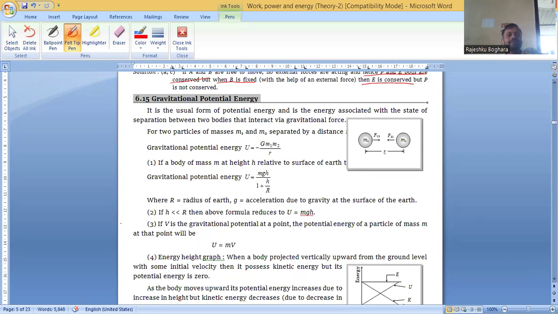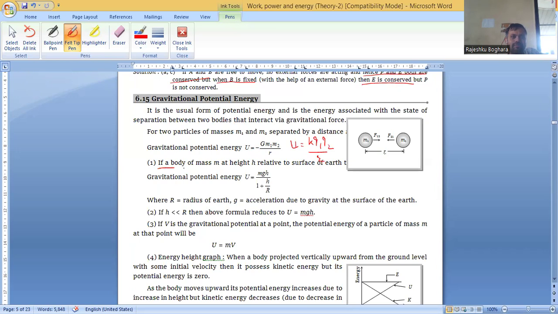Gravitational potential energy comes in Chapter 7. So here, potential energy in an electric field, we take U equal to K Q1 Q2 by R. For gravitational potential energy, take K replaced by G, and Q means M, so U equals minus G M1 M2 by R. Here we take minus because gravitational force is an attractive force.